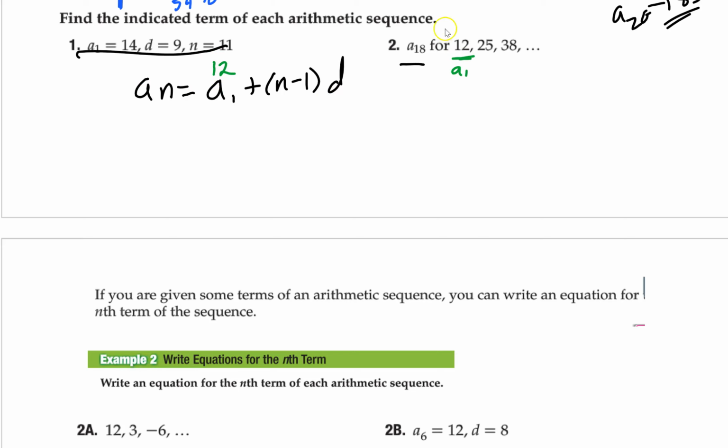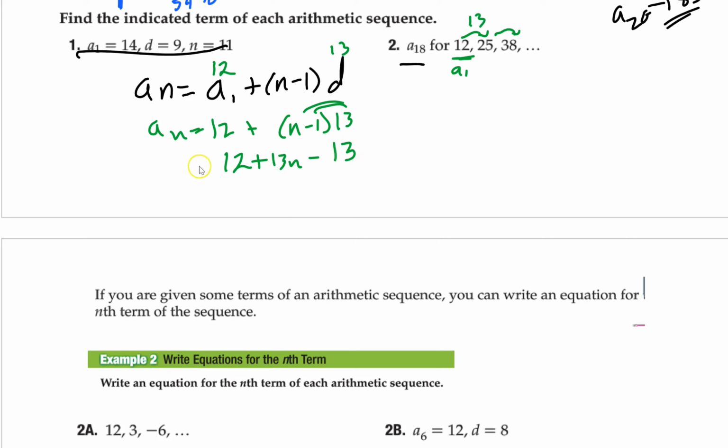And the common difference, as long as you do basic math, you could get this. Right? 12 to 25 is 13. So that's the common difference. And now we could plug it in, make an actual nice formula. 12 plus n minus 1 times 13. Distribute. 12 plus 13n minus 13. Add like terms. an equals 13n minus 1.